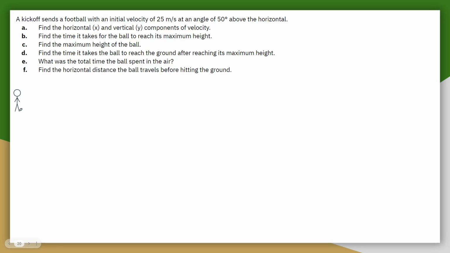A kickoff sends a football player with an initial velocity of 25 meters per second at an angle of 50 degrees above the horizontal. There are 6 parts to this problem. A. Find the horizontal and vertical components of velocity.